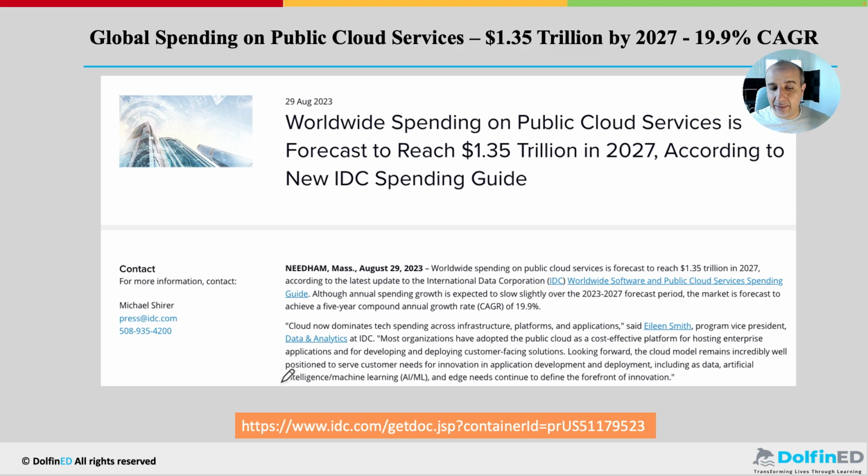And if you'd like to find out what is contributing to this growth, it's going to be the use of edge services, artificial intelligence, and machine learning. That's what all the startups are running on the cloud.